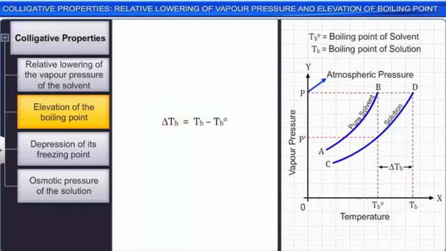Thus, it can be seen that the boiling point of a solution is greater than the boiling point of the pure solvent. In other words, a solution that has lower vapor pressure needs to be heated to a higher temperature for its vapor pressure to become equal to the external pressure, that is, its boiling point.